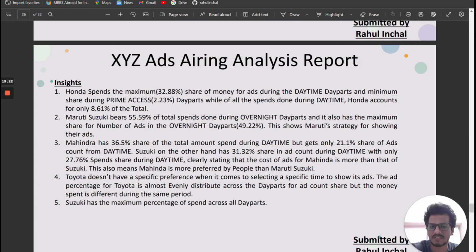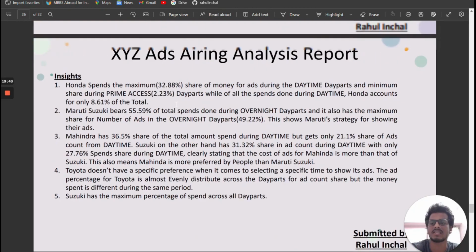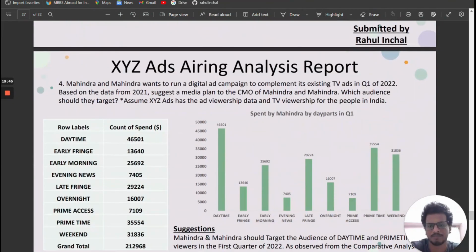Toyota doesn't have a specific preference when it comes to selecting a specific time to show its ads. The ad percentage of Toyota is almost evenly distributed across the day parts for ad count share, but the money spent differs during these same periods. Suzuki has the maximum percentage of spend across all day parts. These are the insights which we can take out from that.